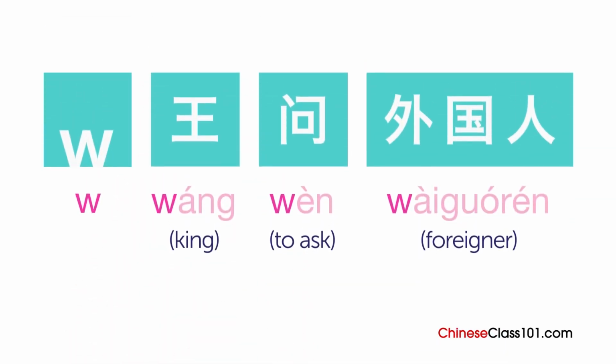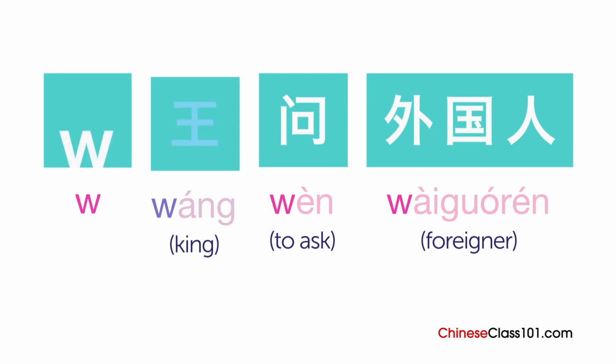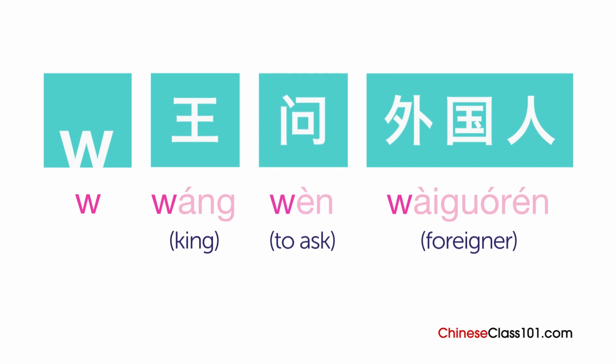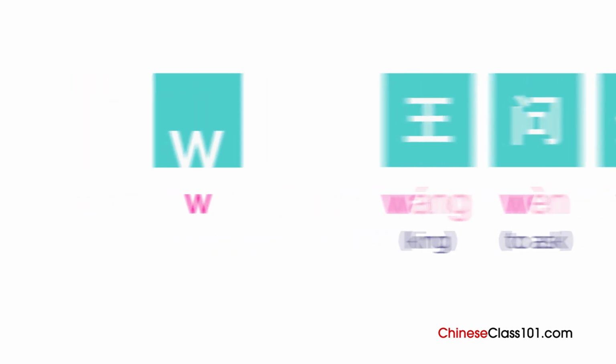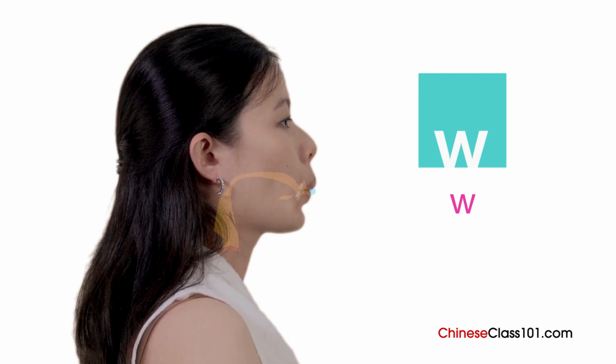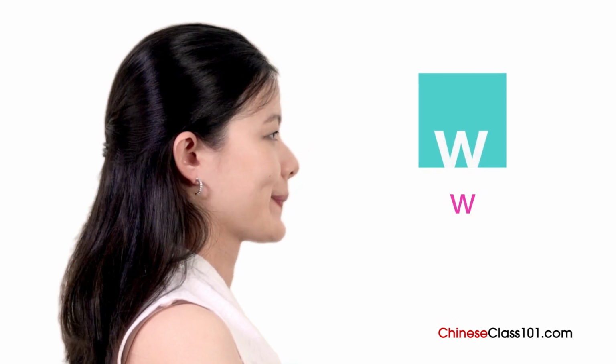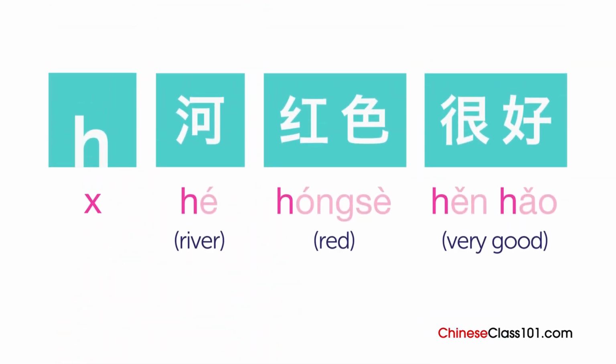The next consonant is w. 问，王，外国人. Like the W in the word we.